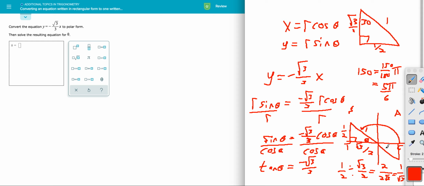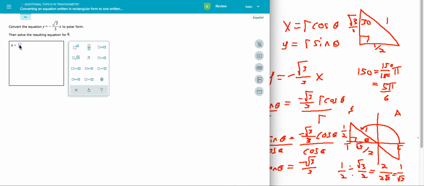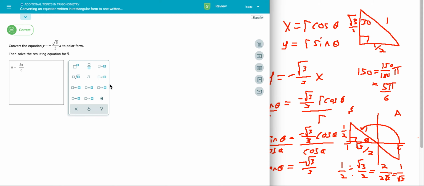There's another answer here. You could do the same reference triangles over there, but I think they want the positive. Let's see, 5 pi over 6. That's what we saw for theta. Okay, that's what they're looking for.